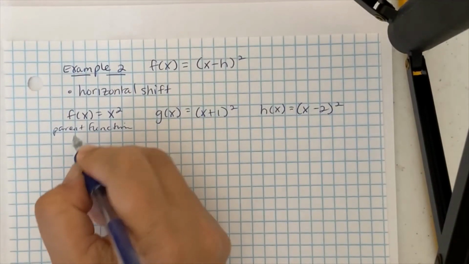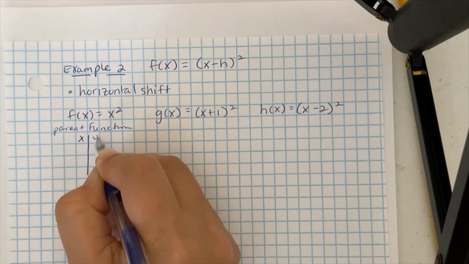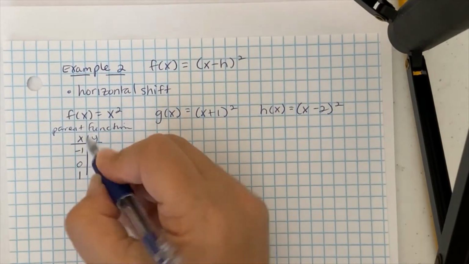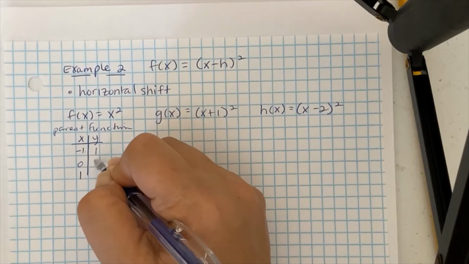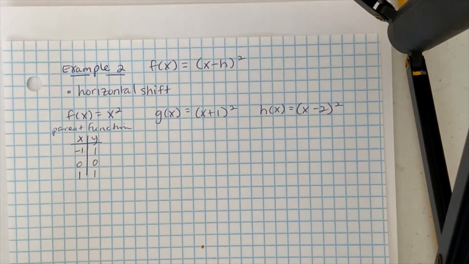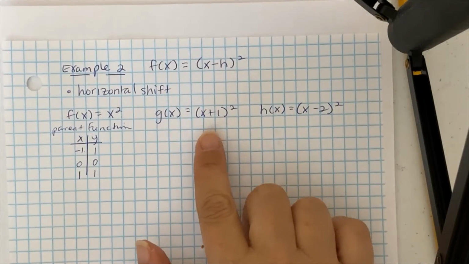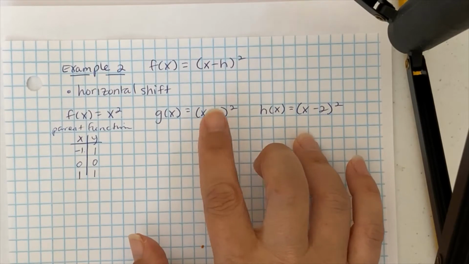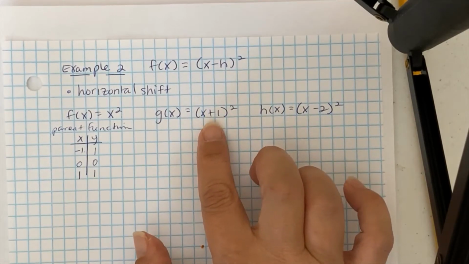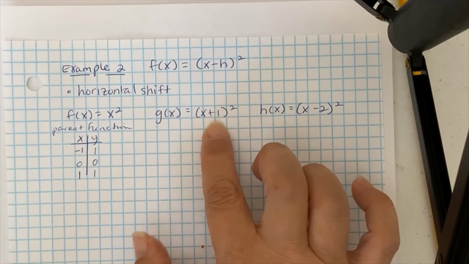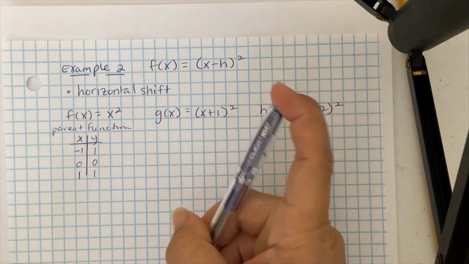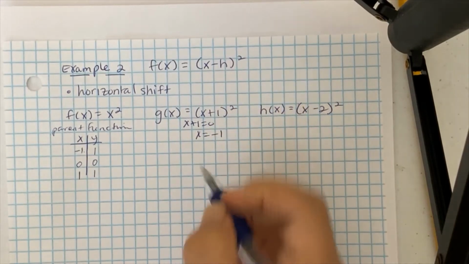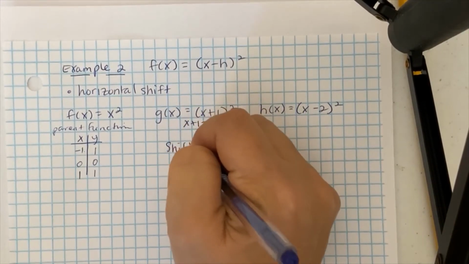And again, if we do our t-table, we're going to use negative 1, 0, 1, we plug them in. Negative 1 squared becomes a 1, 0 is a 0, 1 is a 1. Now, the difference between a vertical shift and a horizontal shift, these are your horizontal shifts: the change is on the x, so it's whatever's on the inside. So if I were to take the inside parentheses and set it equal to 0, so we have x plus 1 equal to 0, x is equal to negative 1, which means we're shifting to the left.